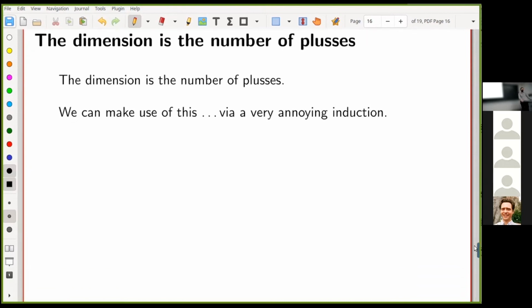Okay, well, we can do that via an annoying induction, which I'm going to now briefly sketch for you. And you will see that at least conceptually, it's not that bad. Okay, so what am I going to do? There's a couple things I can do. First of all, I can remove any unsupported vertices.